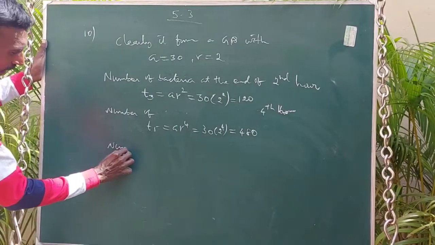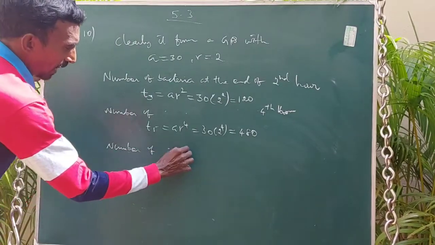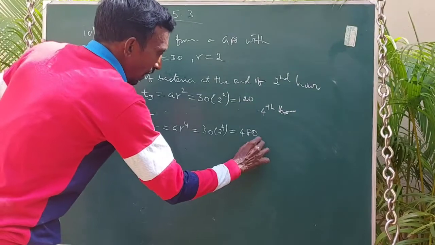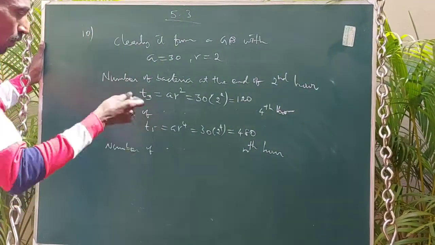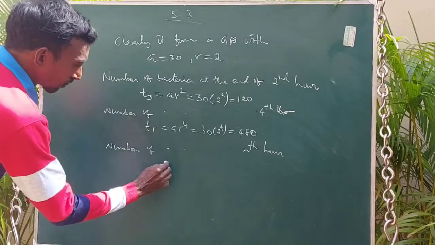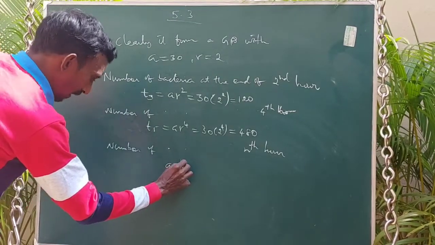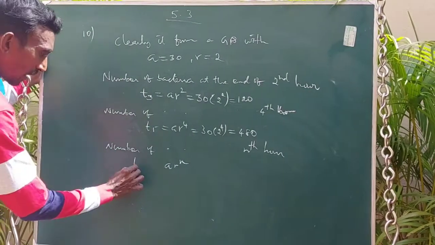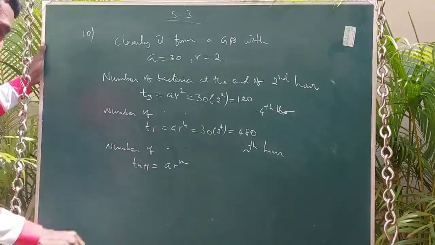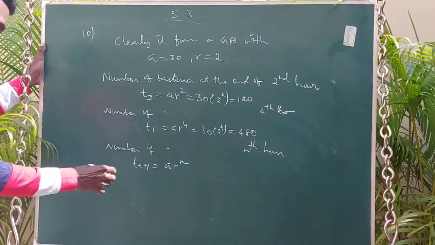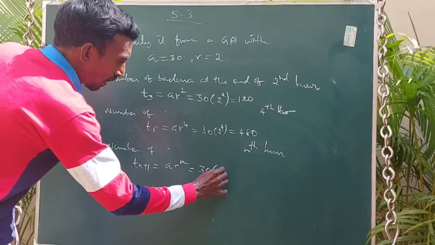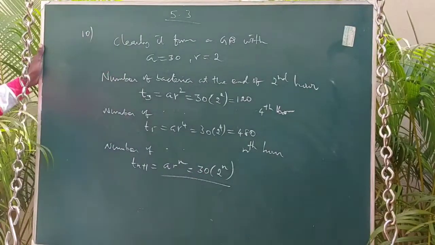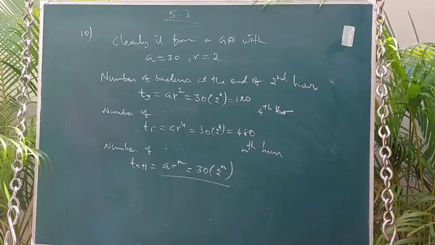Similarly, the number of bacteria at the end of nth hour. Here nth hour means the next one, Tn plus 1, that is AR power n. Okay, Tn plus 1, that is AR power n. Here A is A and R, we know that. So 30 into 2 power n. So that is the answer for question number 10.